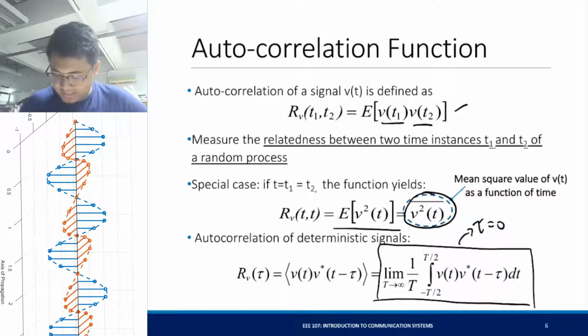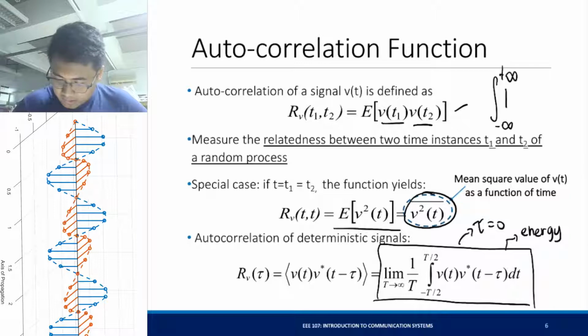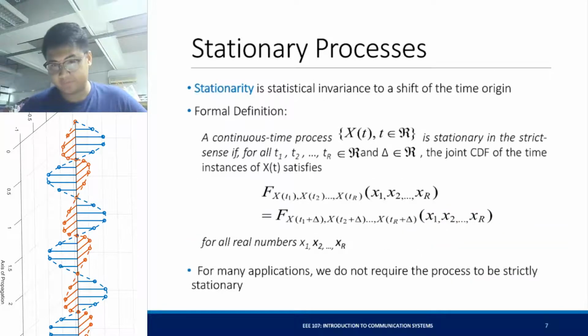You actually get the energy of your deterministic signal. How do you solve for the energy again? Integral from negative infinity to positive infinity of the magnitude square of that signal. So by intuition, since we're getting the magnitude square and the integral of that, we know that it's the energy. Then maybe the autocorrelation function generally defines the energy of a signal. So let that be food for thought.